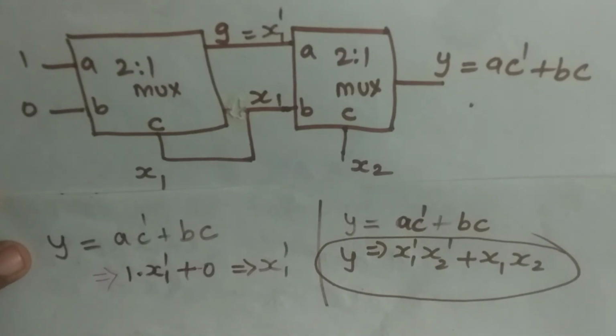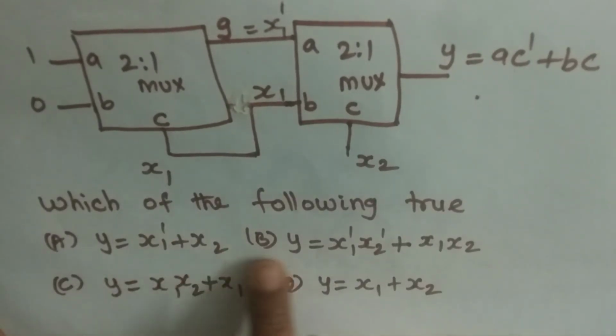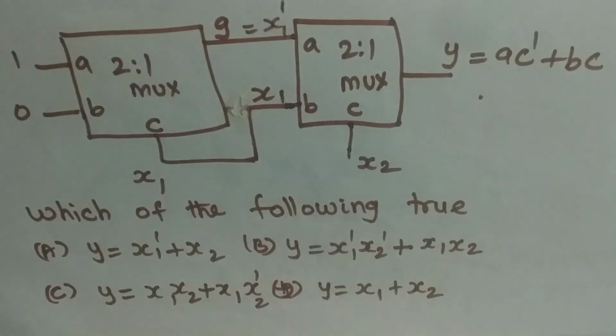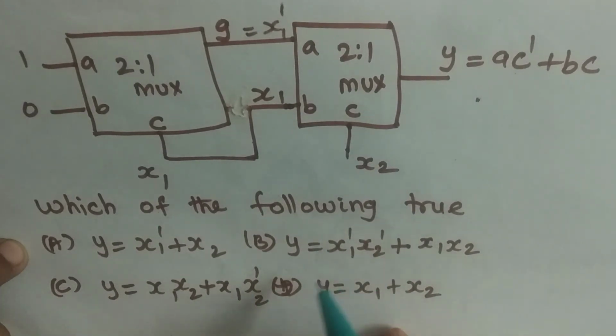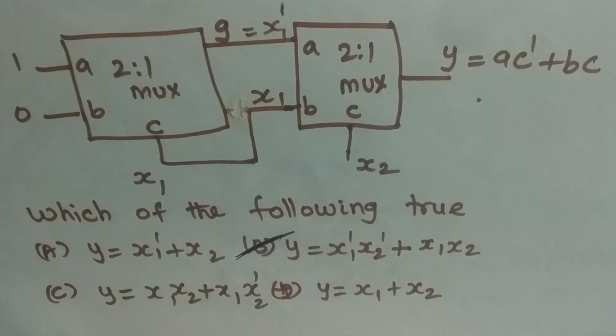See the options. So B is the correct option: x1 dash x2 dash plus x1 x2. So option B is the correct answer.